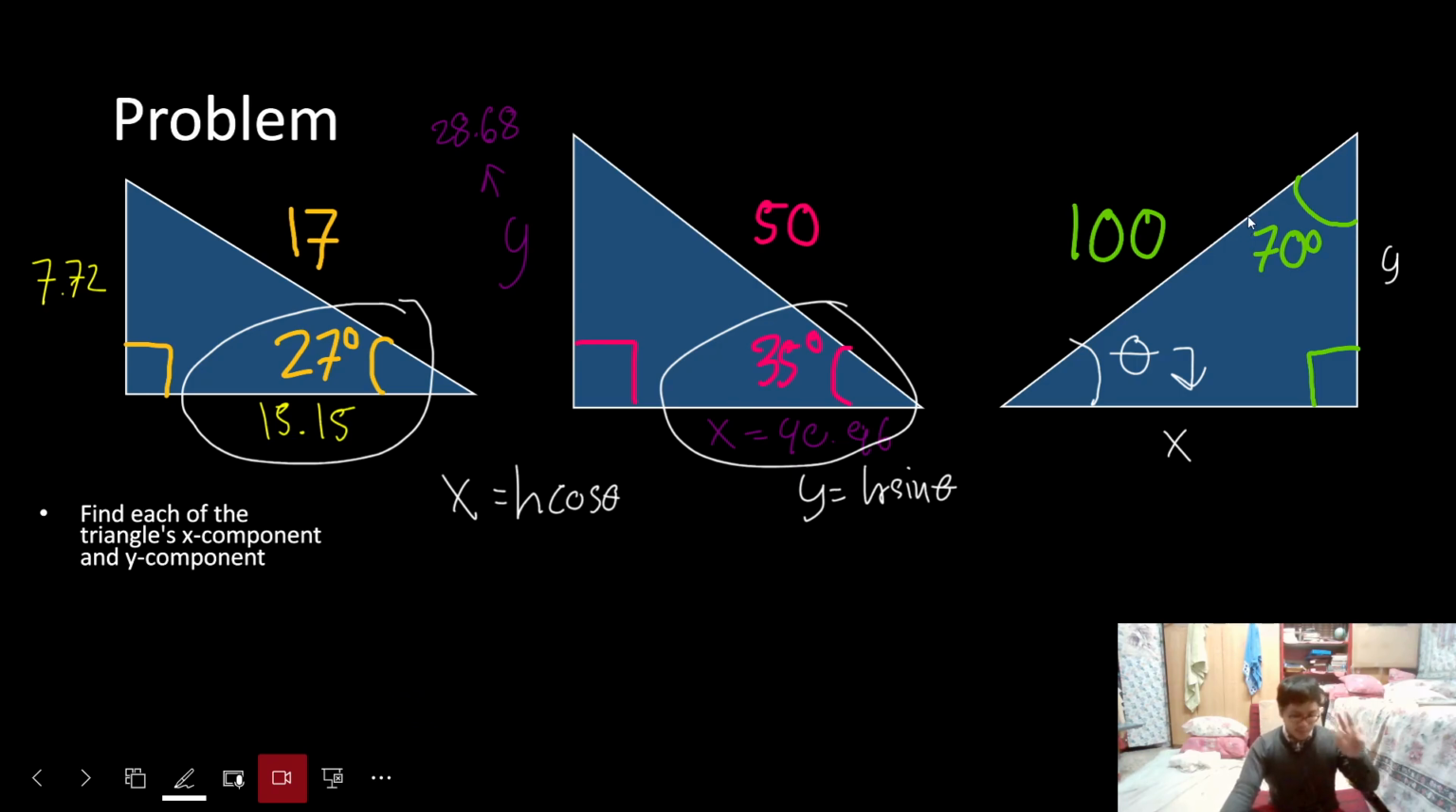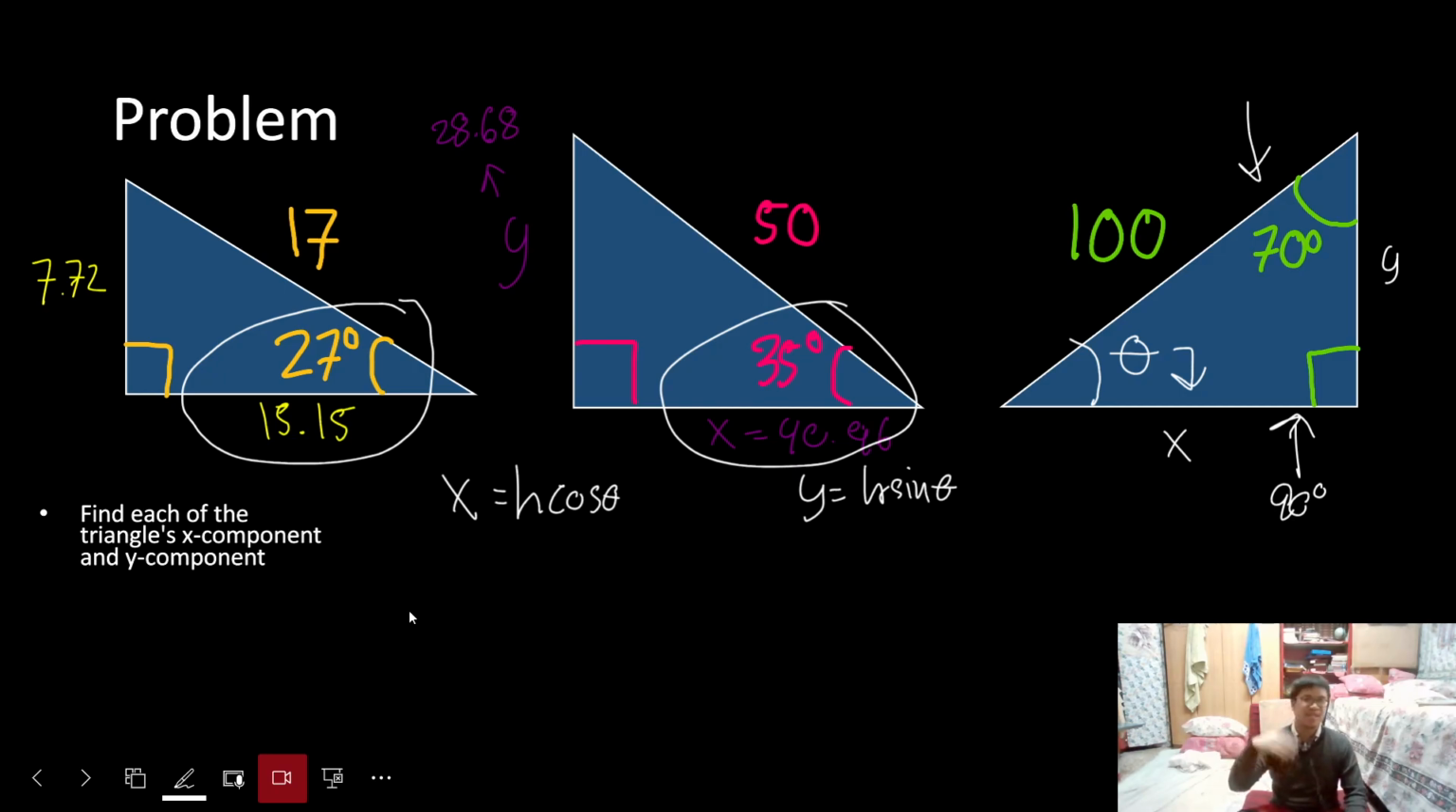First and foremost, we must state the given angles here. We have 70 degrees and we have the right angle here, which is 90 degrees. So to find that missing angle, let's recall the sum of all interior angles of a triangle.